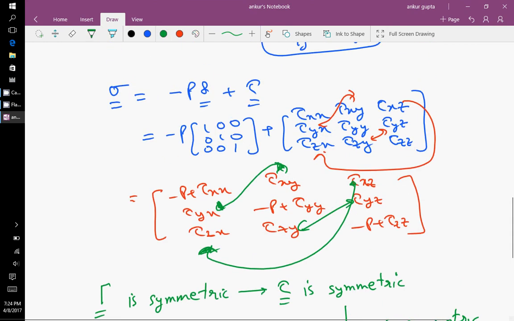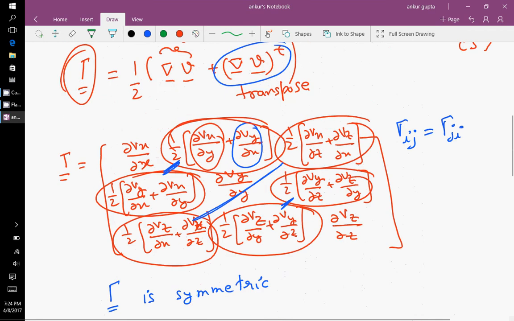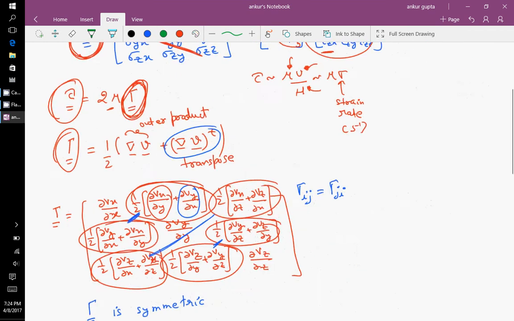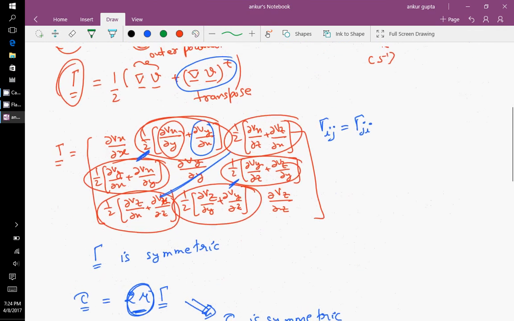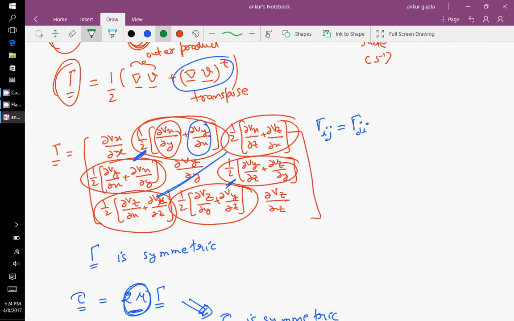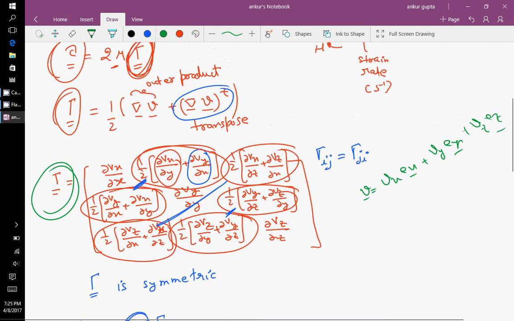And why is that important? That is important because let's say you have a velocity profile, right? And if you have a velocity profile, then you can calculate this strain rate tensor, because if you have velocity vector vx ex plus vy ey plus vz ez, then you can just take derivatives with x, y, and z and calculate this strain rate tensor. But you don't have to calculate each and every term. Once you have calculated this term, you will have this term as the same.